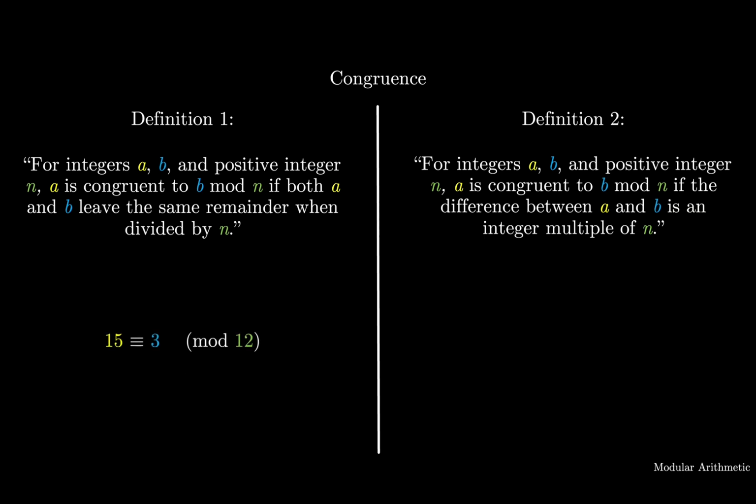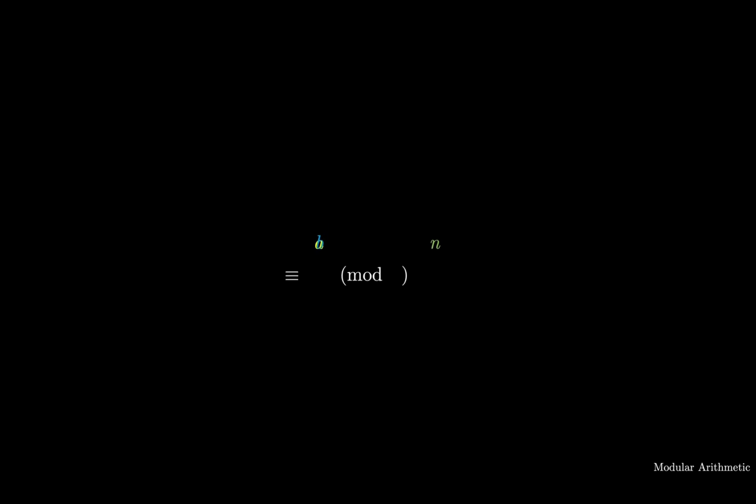For definition number 2, we can see that when 3 is subtracted from 15, the result can be represented by 12 multiplied by an integer, in this case 1. Also note that when the congruence relation between two integers a and b is written like this, it is different to a mod b. The first expression means that integers a and b leave the same remainder upon division by n. The second expression simply returns the remainder of a divided by b.